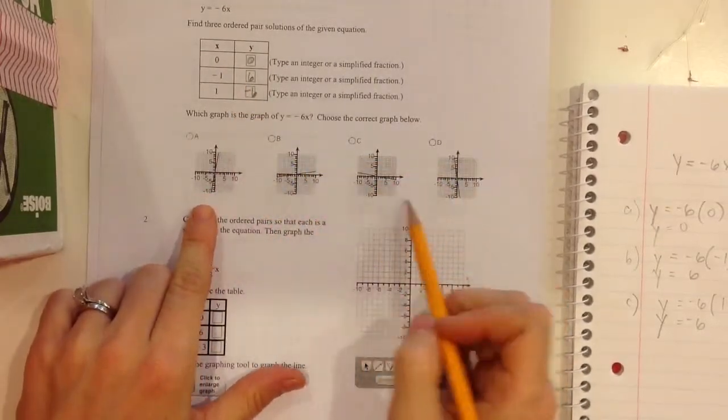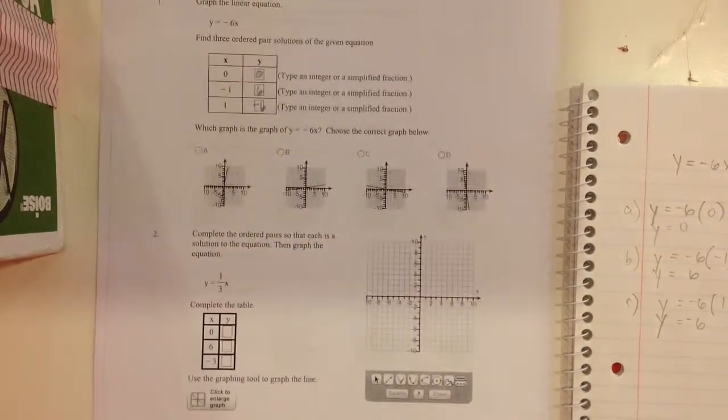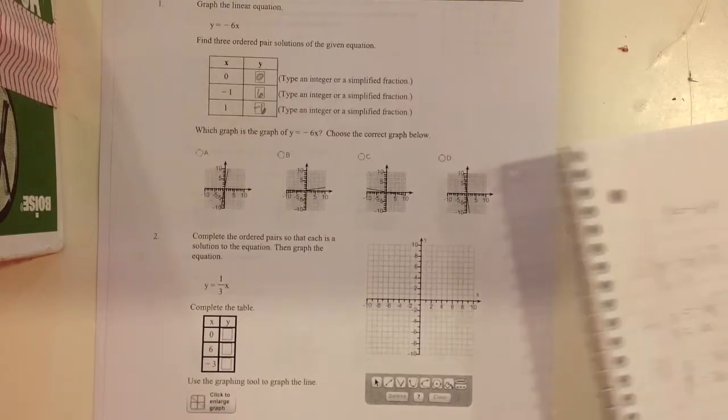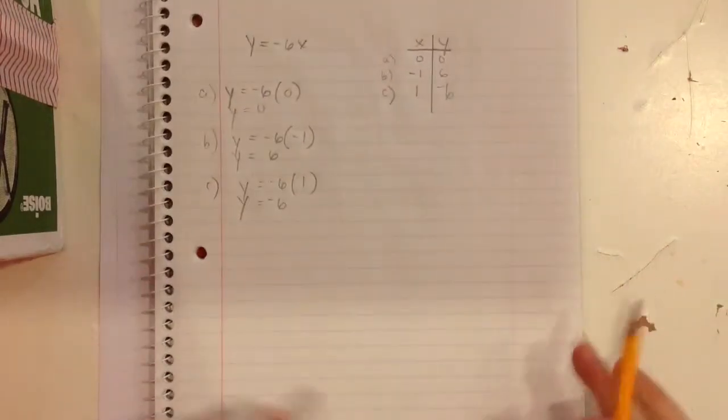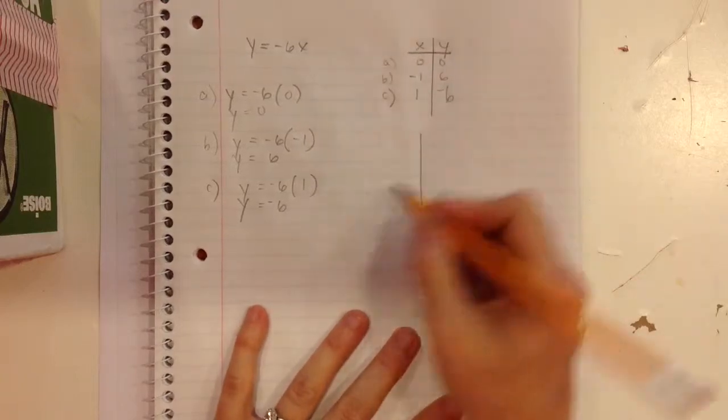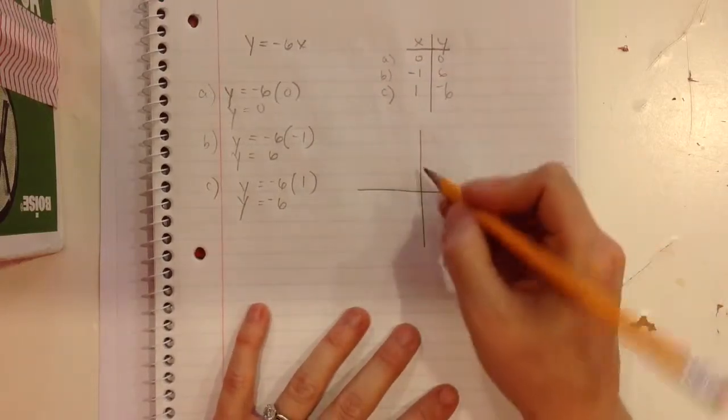Now, notice that on your homework, they already have the lines drawn out for you. I don't want you to look at those until you've already plotted the points on your paper, because it could get so confusing noticing which graph is correct. So I'm going to draw a graph on my own paper.